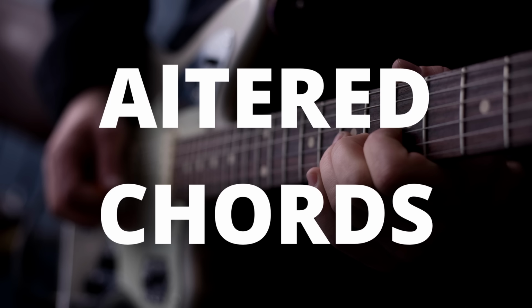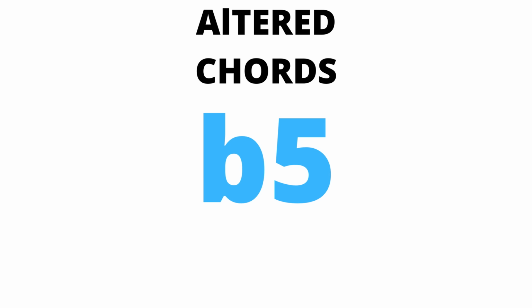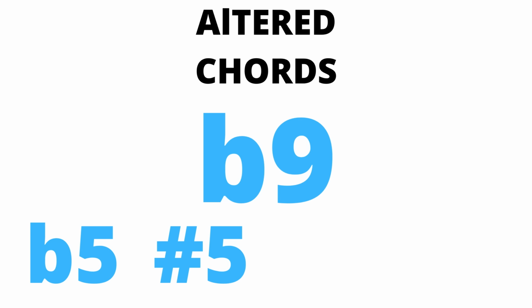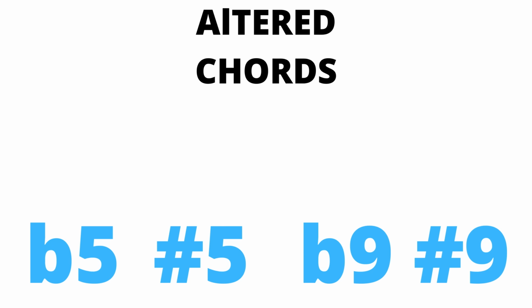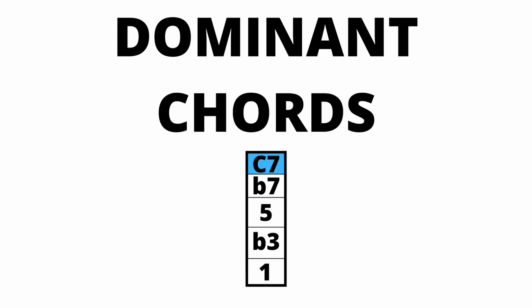Now let's talk about altered chords. Generally speaking, an altered chord is a chord with either a flat 5th, sharp 5th, flat 9th, or sharp 9th, or any combination of these. The most common use of altered chords is usually on dominant chords, so 1, 3, 5, flat 7 chord types. We would call these altered dominant chords.